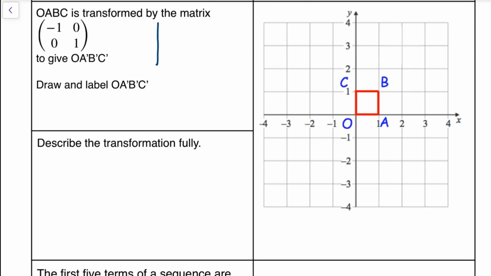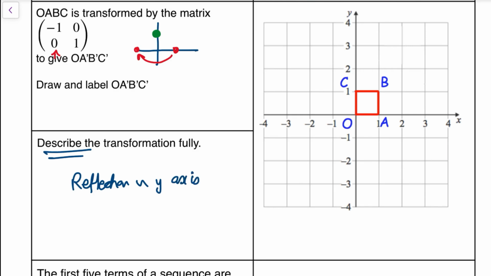So let's remember, I'm going to start with the normal points 1, 0. So 1, 0 becomes minus 1, 0. In other words, that moves over to here and goes in that direction there. And 0, 1, which is this point here, stays as 0, 1. So actually that's unchanged. So really this is just answering the question here before I do the first part. This is just a reflection, well, it's the y-axis, isn't it? So the reflection in the y-axis or the line x equals 0.